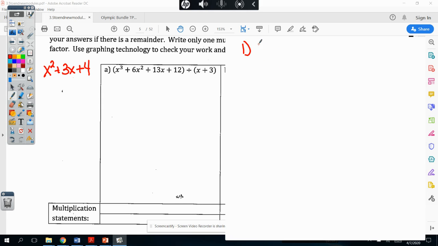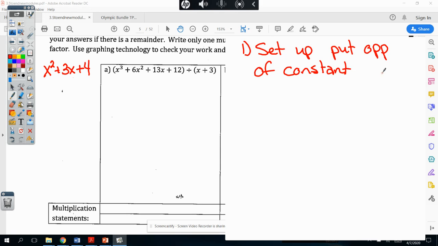Step 1 is set up the problem. And the way we set up the problem is we put the opposite of the constant you are dividing by in a box. So you're dividing by x plus 3. The constant is 3, so you're going to put a negative 3 in a box. And by a box, I usually just make a little L there.